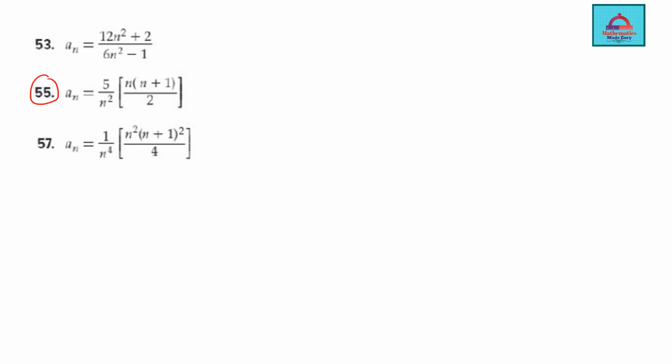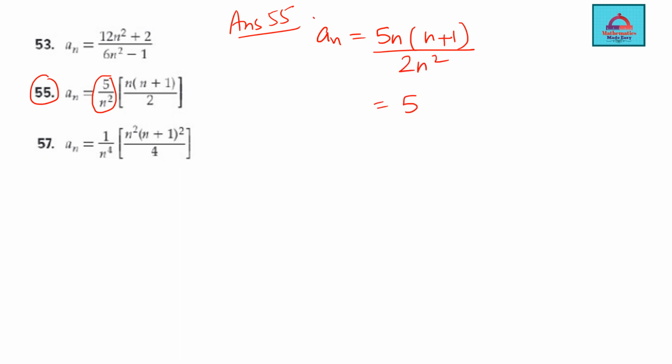Let's solve question 55 now. In this one, you see there is multiplication involved. There is a term outside and inside the bracket. So let's first multiply everything. So a_n will be 5n times (n plus 1), and in the denominator you have 2n square. So let's calculate the maximum power. If you see now, we have simplified. The maximum power is n square. So we divide each term by n square.